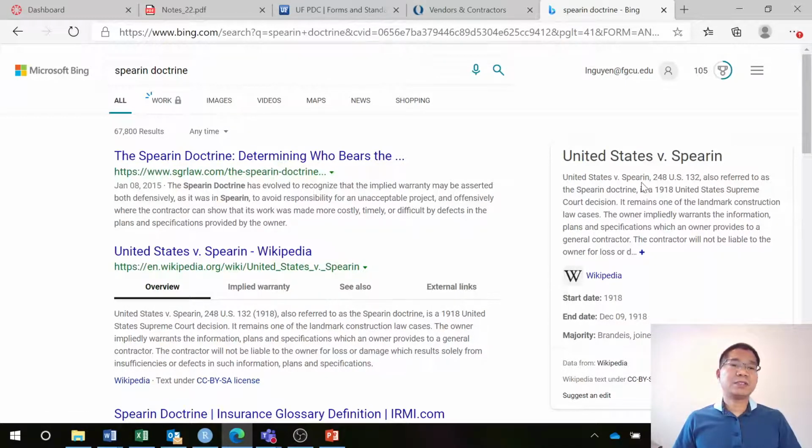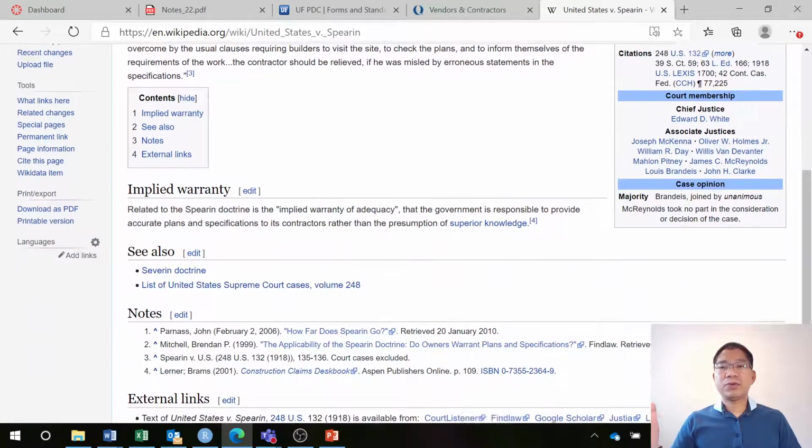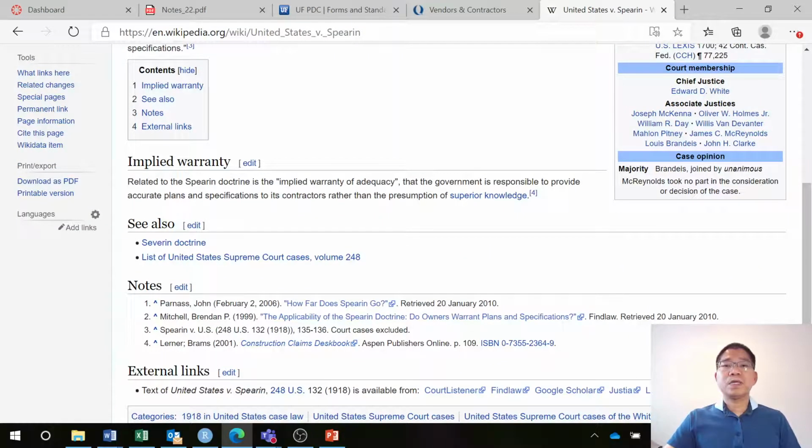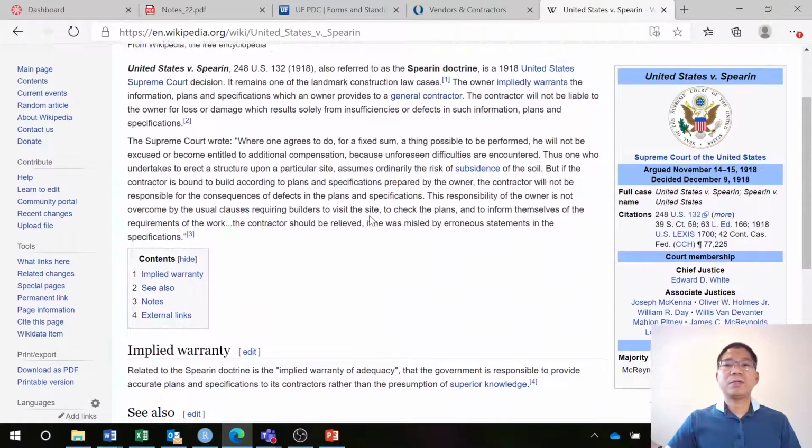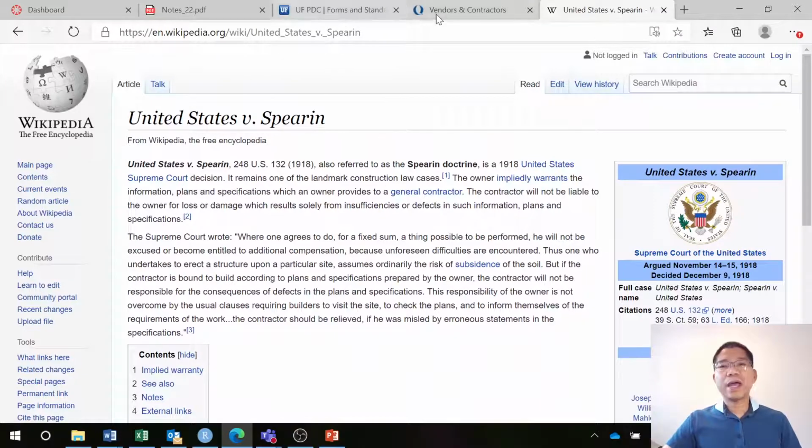Basically, it is based on the case law between the United States and Spearin from some time ago, in 1918, so it's like 110 years. If you go to that, you can read all of the information, either related to the Spearin doctrine or the implied guarantee of adequacy, that the government is responsible for providing accurate plans and specifications to the contractor, rather than the presumption of superior knowledge.